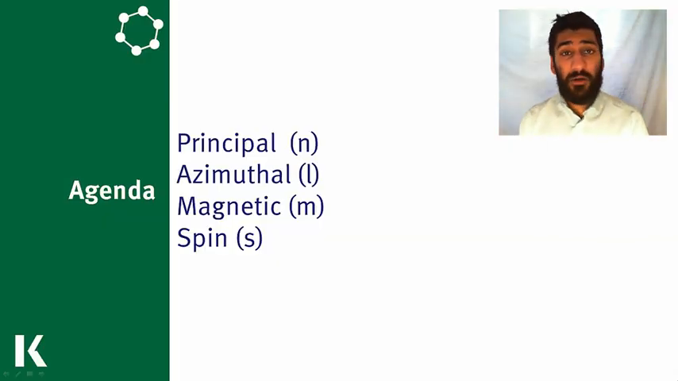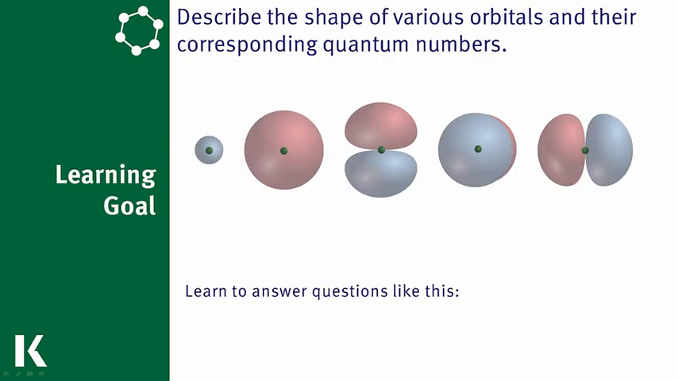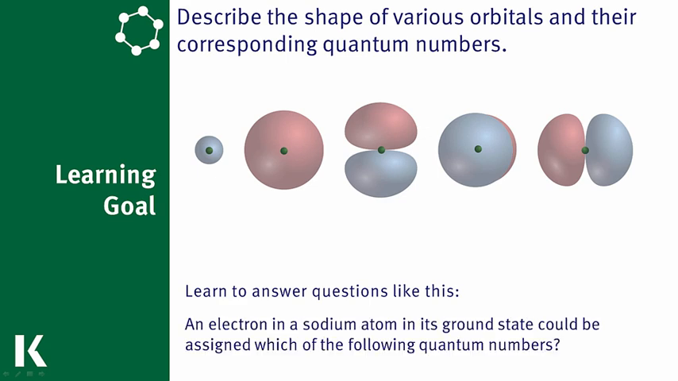You're going to learn about the four quantum numbers, n, l, m, and s, in their usual order. After watching this video, you should be able to describe the shapes of a few different atomic orbitals and describe their corresponding quantum numbers. And you'll learn to answer questions such as, an electron in a sodium atom in its ground state could be assigned which of the following quantum numbers?